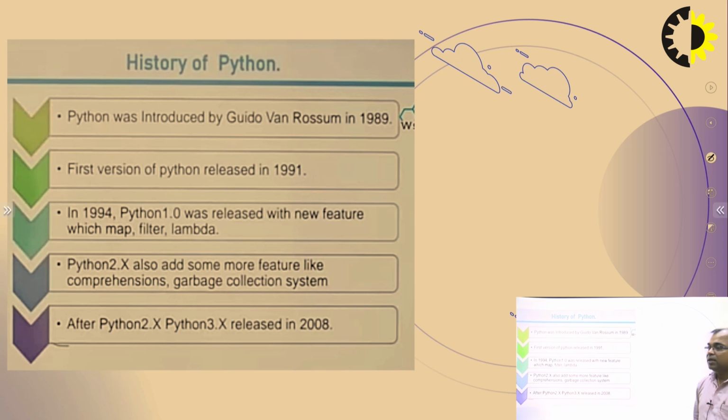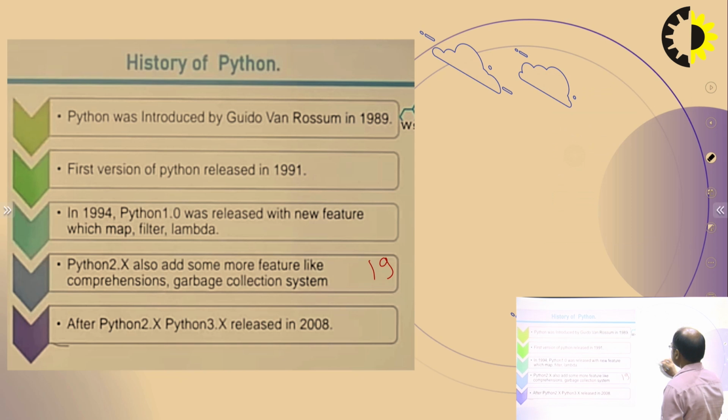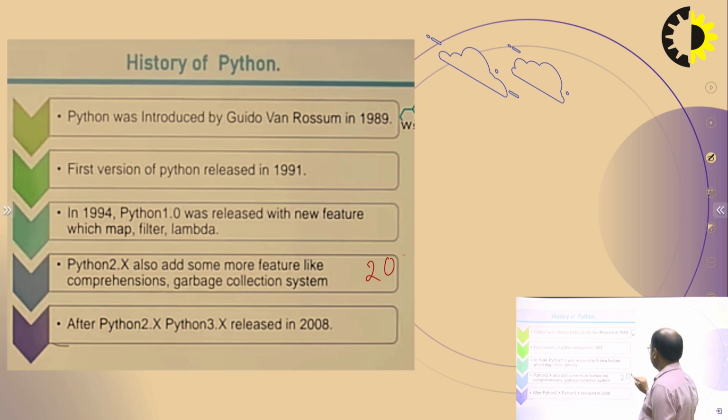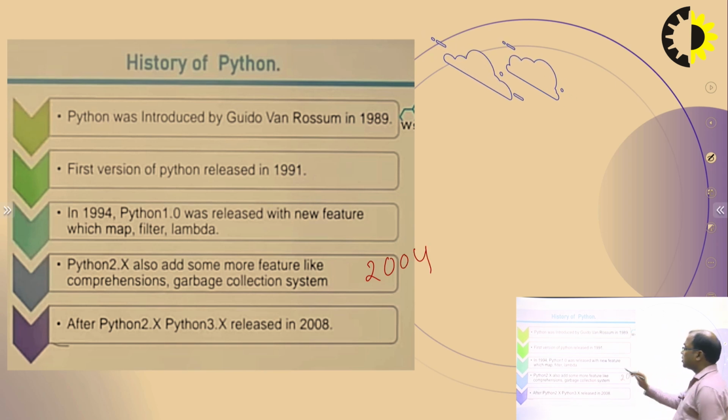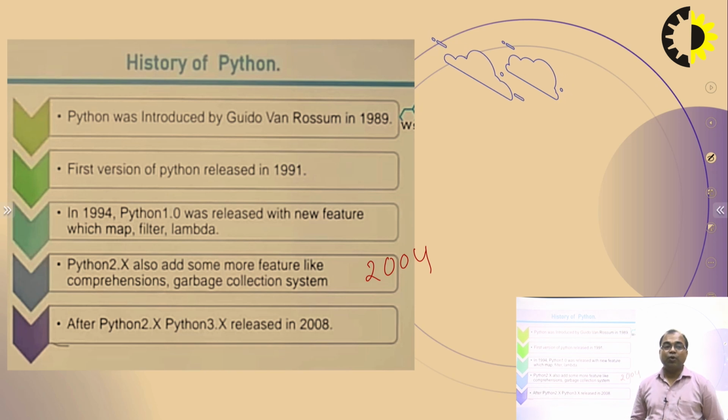Next, the next version of Python was released around 2004, and that was Python 2.x, 2.1 and so on. It also added some more features, maybe comparisons, and a garbage collection system that was not in 1.0 and was introduced in Python 2.0.